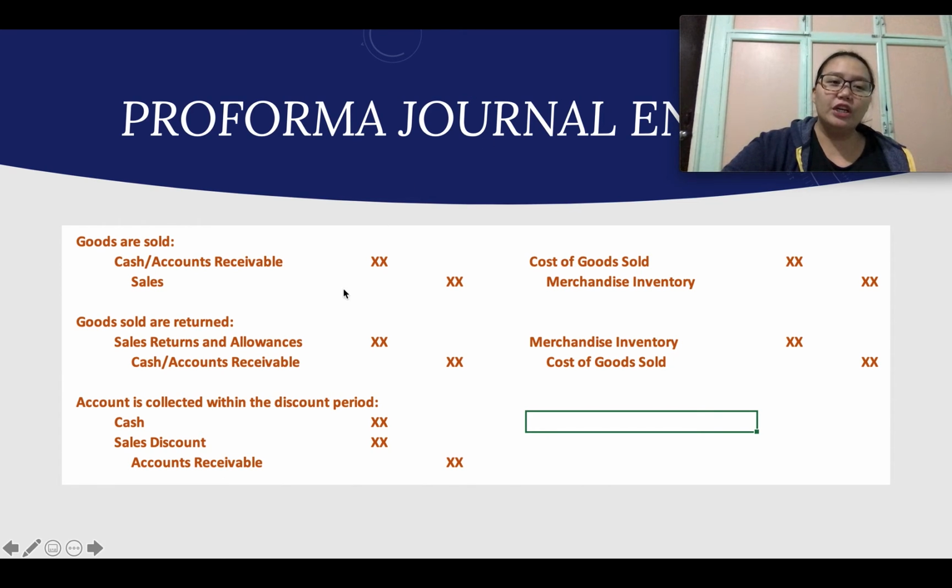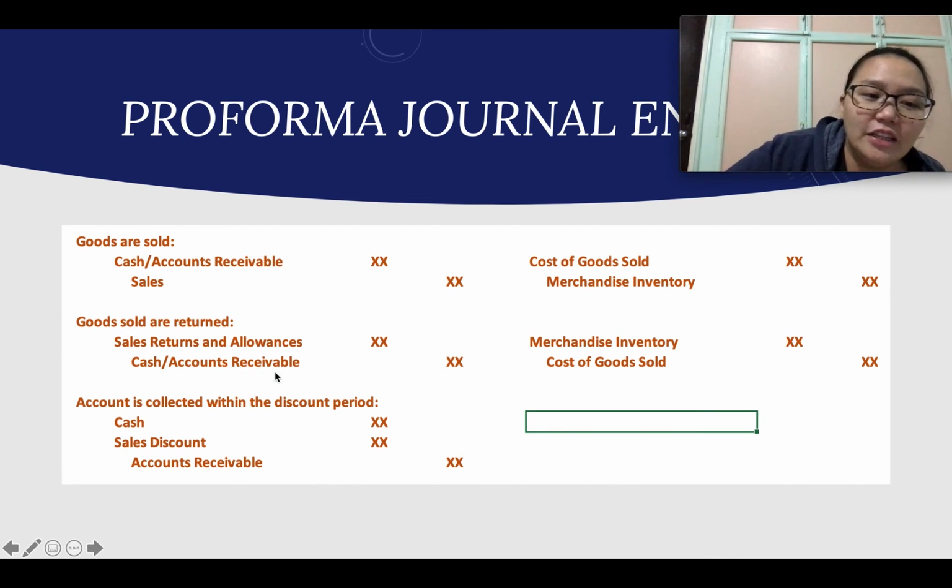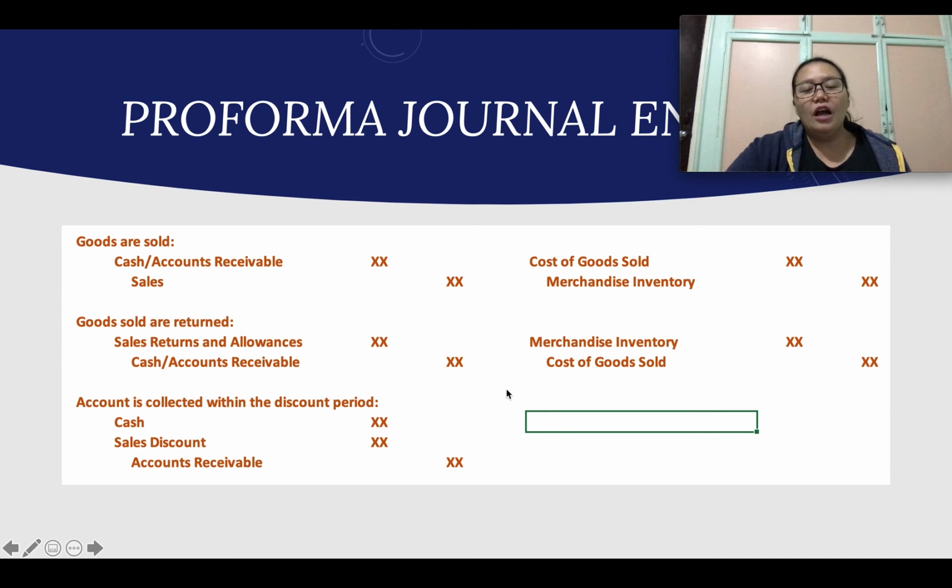When goods sold are returned, of course, your entry is to debit sales returns and allowances and credit cash or accounts receivable. Another entry is required, which is to debit the merchandise inventory, because the customer has returned the goods to you, right? You have to update your inventory records and of course reduce the cost of goods sold, because your sales was reduced by the amount of the goods returned.